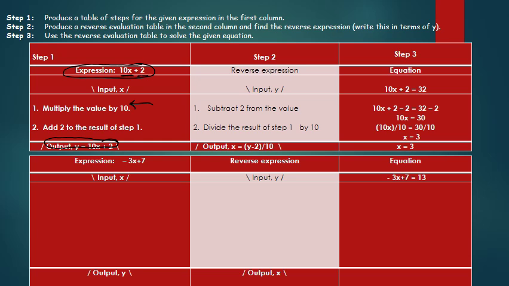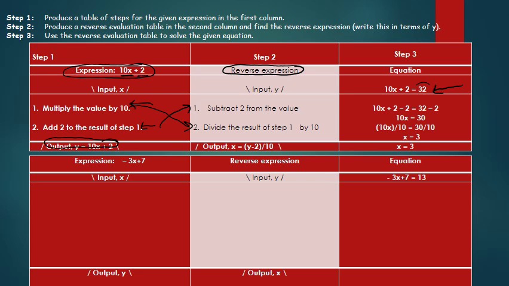Now we're going to do the reverse expression. So we need to do everything opposite of what it was. So our last step becomes our first step. So instead of adding 2 to the result of step 1, we subtract 2 from the value of step 1. Now we do the opposite again. And the opposite of multiply is divide, so we divide the result of step 1 by 10.